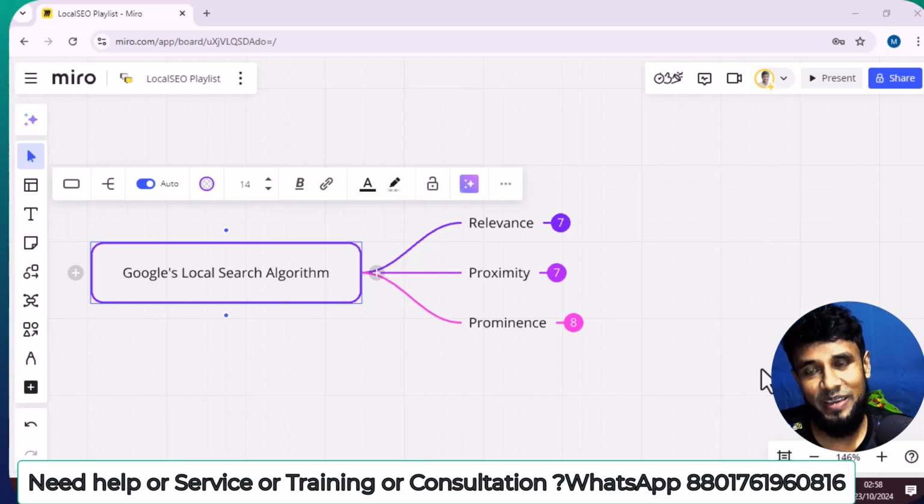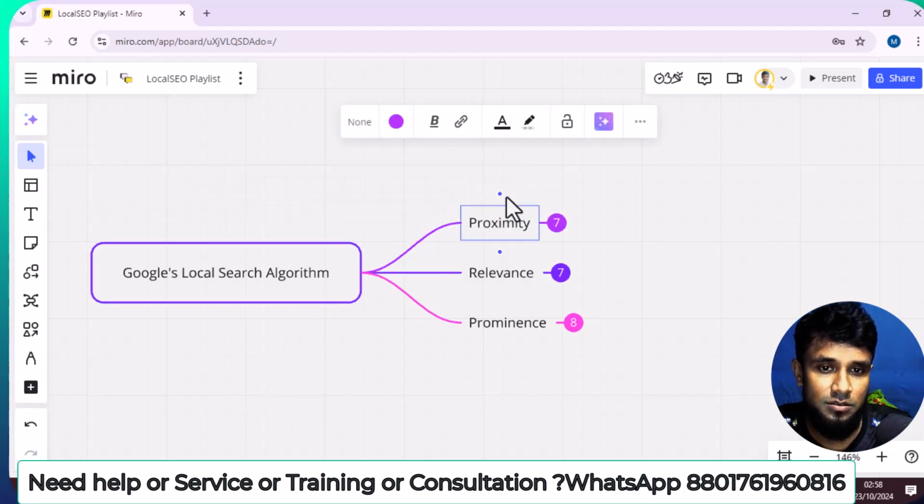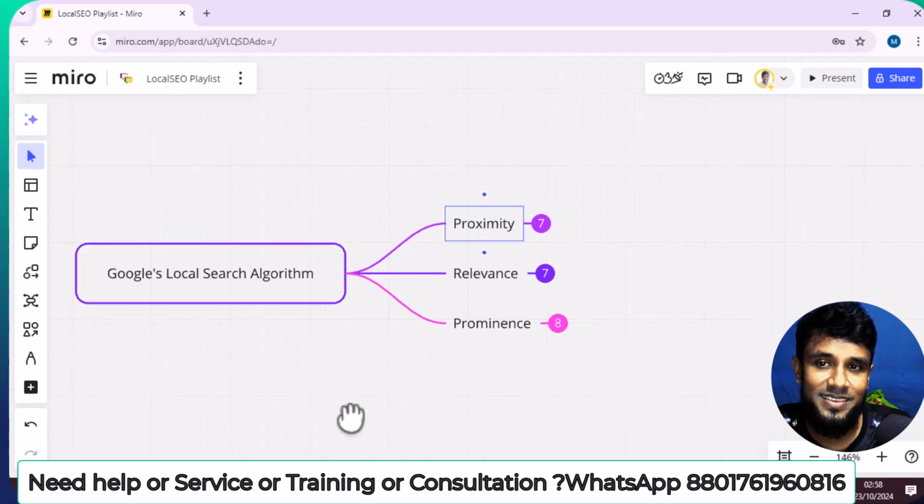Hello and welcome back. In this video, I am going to share the Google local search algorithm. There are three main components that help you get a rank, and they describe the algorithm mechanism. Okay, first one is proximity.